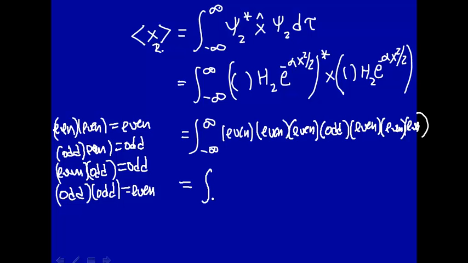This is the integral from minus infinity to infinity of an odd function integrated over some region of space. I claim that the integral over all space of an odd function is equal to 0. So the expectation value of position for the harmonic oscillator in the n equal 2 state is just 0. Now, let's talk about why this is odd.